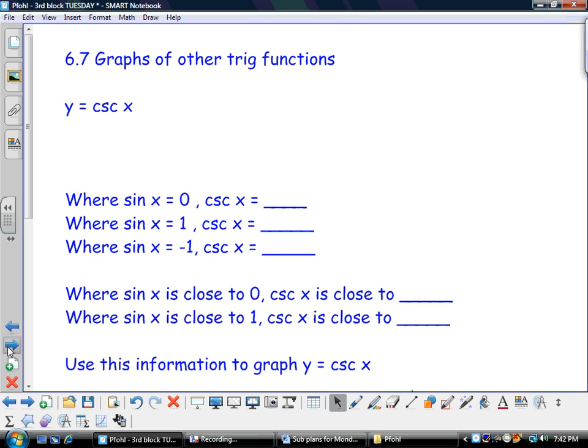Cosecant is the reciprocal of which other trig function? Cosecant is the reciprocal of a sine graph. That's why you see sine all over on the rest of this page. So now let's try to answer the questions. Where the sine is 0, what would be the value of cosecant? Well, cosecant would be 1 over 0, but that's undefined.